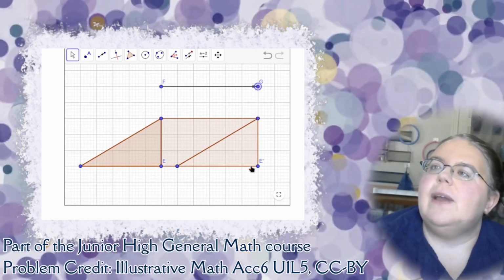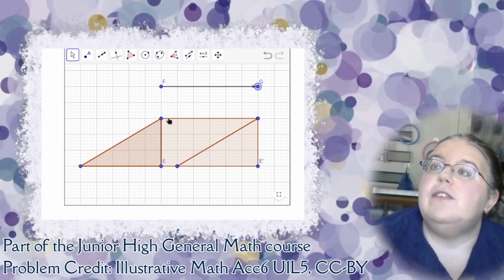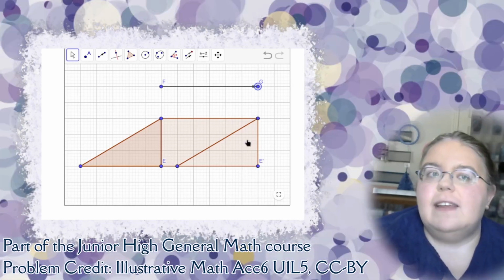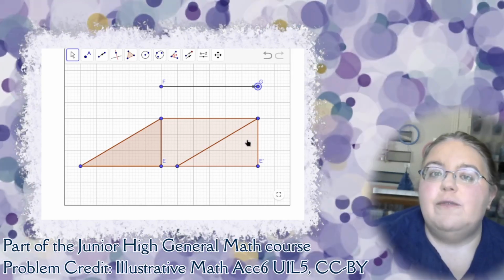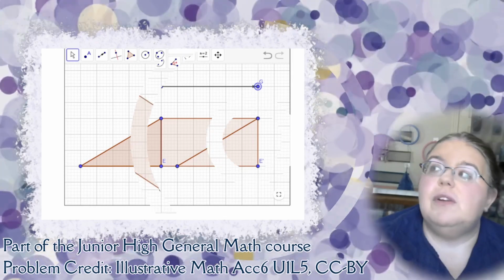I see the rectangle that this parallelogram can be decomposed and recomposed into, and it is 6 units wide by 3 units tall. That tells me the area of the rectangle, and therefore the parallelogram that's made out of the same pieces, is 18 square units.